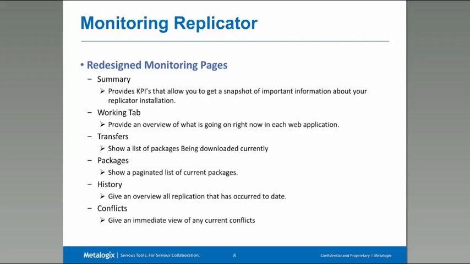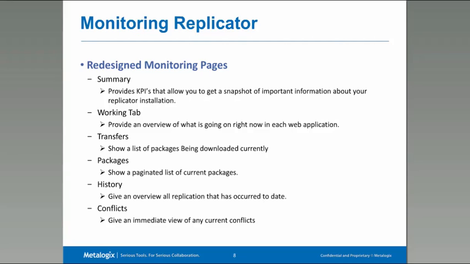Okay. So something new in this version, for anyone that has any history with Replicator: in our newest versions, we've actually redesigned our monitoring pages to make it easier for you, the administrators, to keep track of what's actually going on within Replicator. So we've broken it out into several pages, starting with the summary page. On that page, there's a bunch of KPIs that we're going to see in a minute, and they allow you to get a snapshot of the important information about Replicator. It's basically the health check for Replicator.